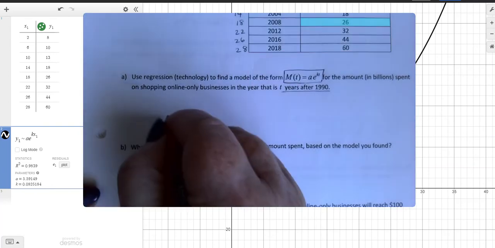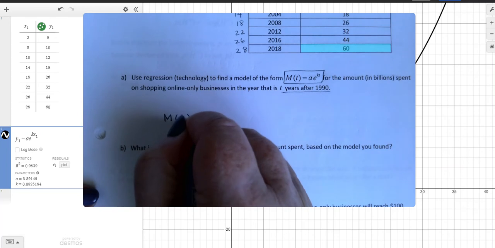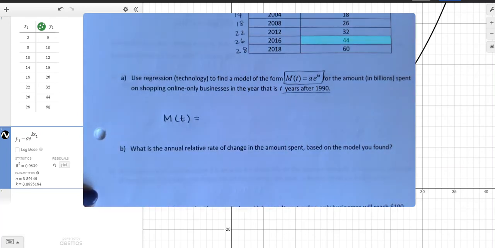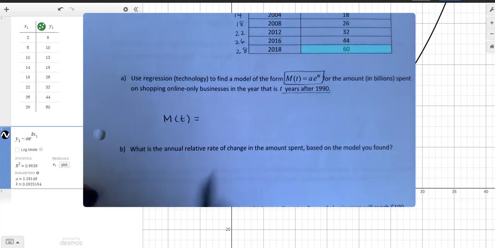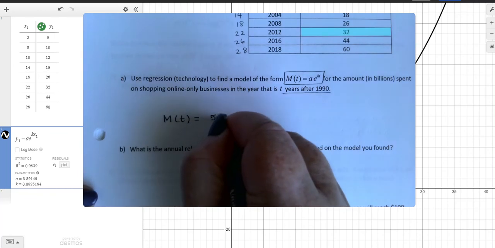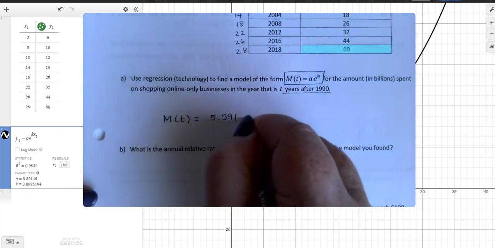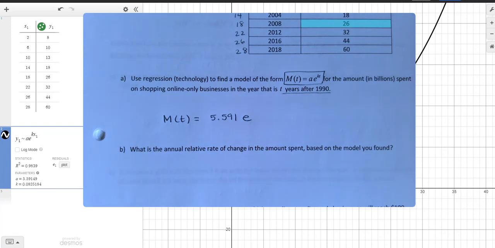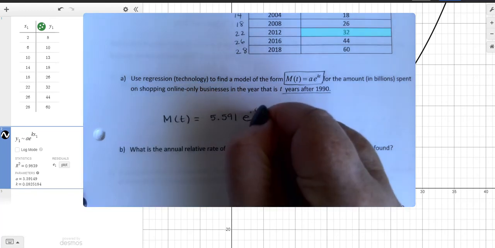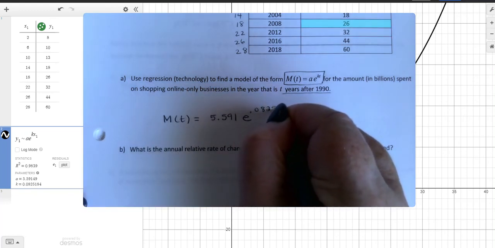So if I want to write down this model for M of T, A was 5.591. And then I have E raised to the, K is 0.0825 times T.